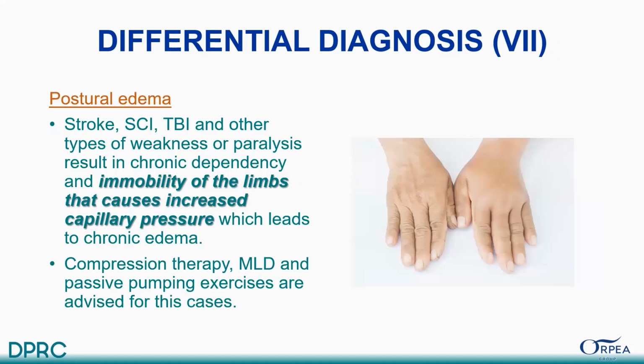Postural edema. Stroke, SCI, TBI, and other types of weakness or paralysis result in chronic dependency and immobility of the limbs that cause increased capillary pressure, which leads to chronic edema. Compression therapy, manual lymphatic drainage, and passive pumping exercise are advised for these cases.